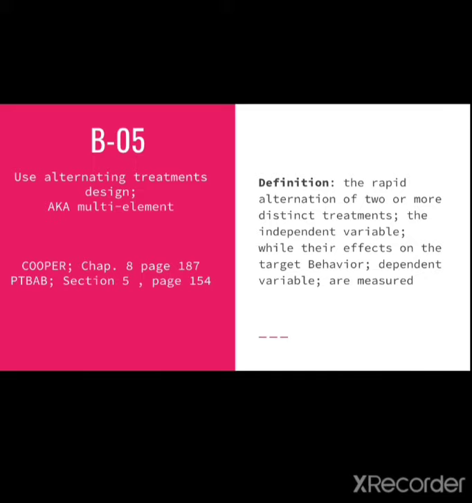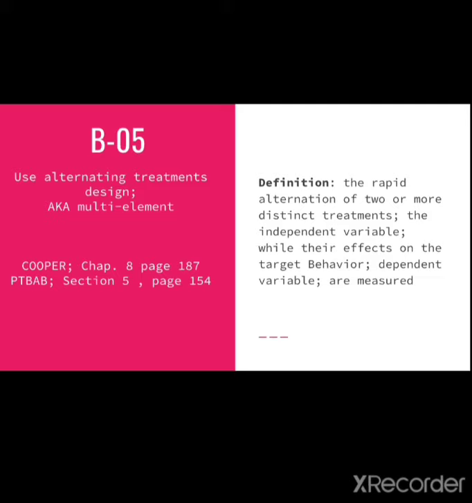B-05, use alternating treatments, multi-element designs. There are lots of AKAs for this specific design. Make sure you memorize the AKAs. An alternating treatment design is the rapid alteration of two or more distinct treatments, the independent variable, while their effects on the target behavior, the dependent variable, are measured. The one thing you have to look for with alternating treatment design is sequence effects. Sometimes you can have one intervention rub off onto the next intervention, and that can play a role as well.